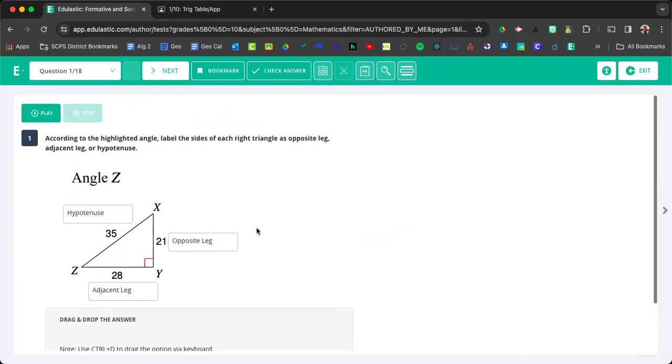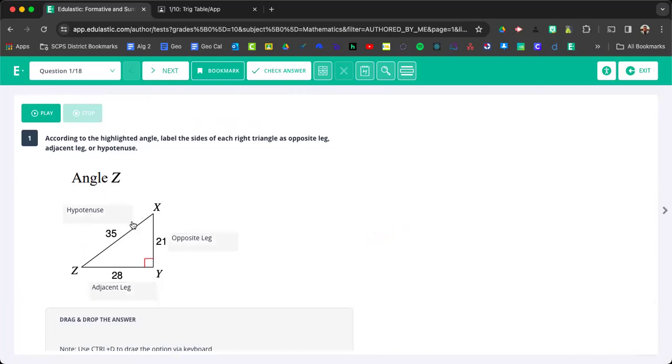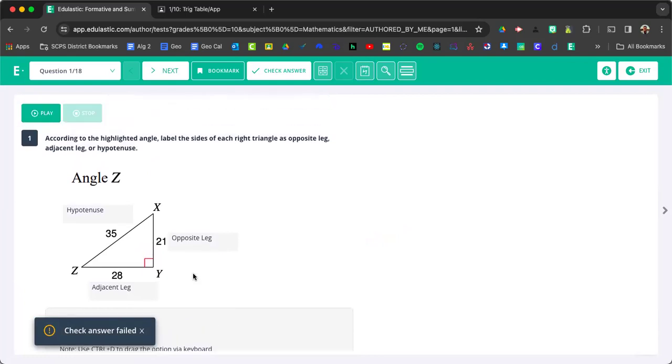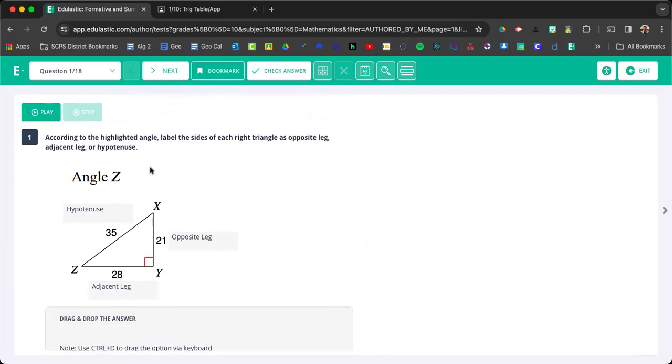I think it should work for you to check all of your answers once throughout. If I check my answers here, it says check answer failed. So maybe you can't check your answers. Sorry if you can't. But if it lets you check your answers, great. If not, oh well. Let me try the check answer again. It may just not be working. That's okay. But this is the right answer. This is our hypotenuse. This is opposite angle Z, and this is adjacent to angle Z.